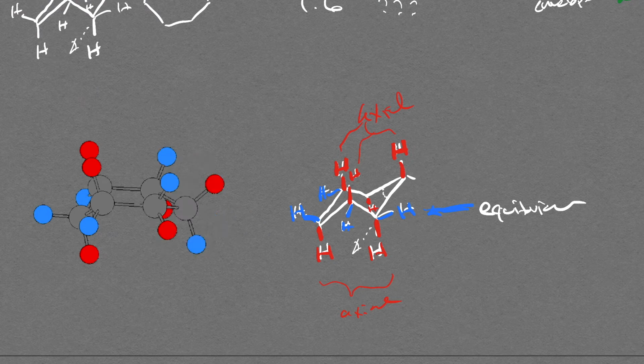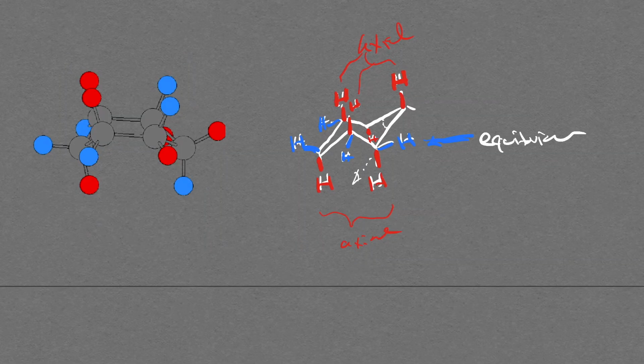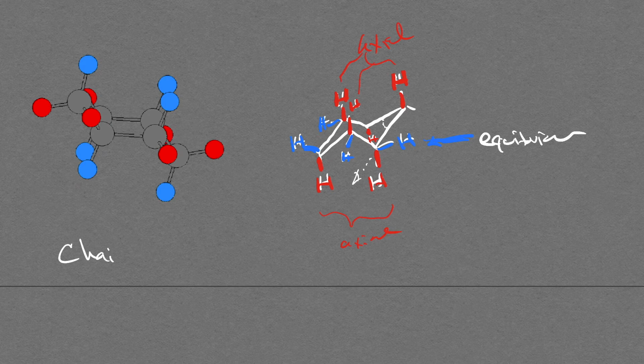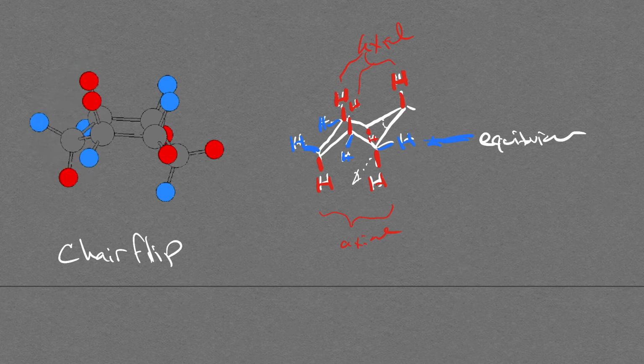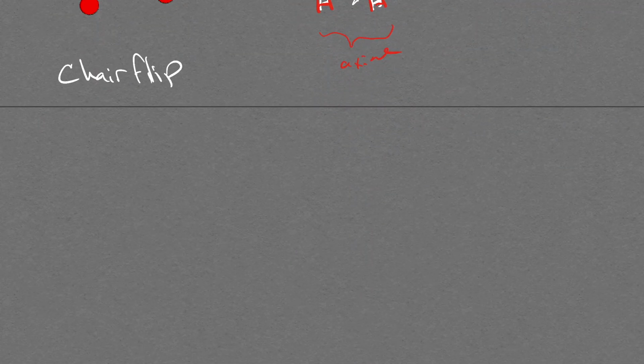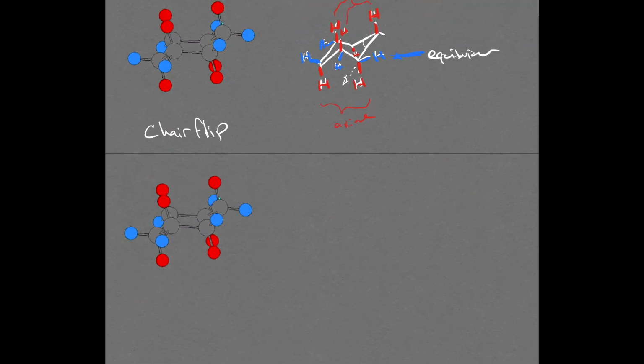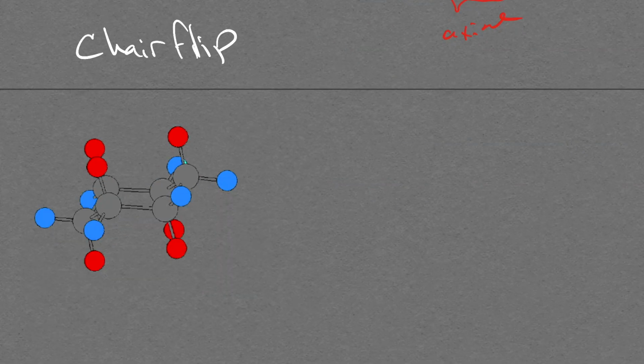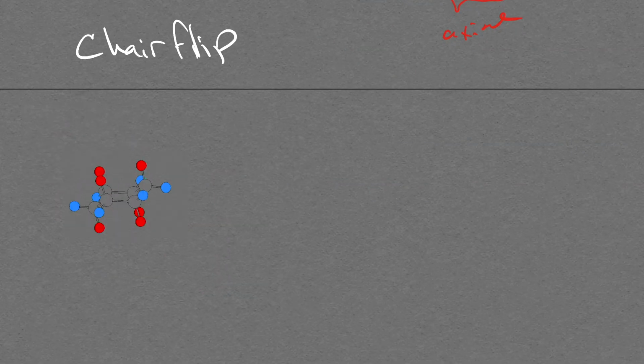So there's what's called a chair flip. Okay, and you can see it goes through several different intermediate stages. And one of the stages it clearly appears to start out with is one in which all of the red are axial. All right, so you have this axial shape, and that is our typical chair configuration.